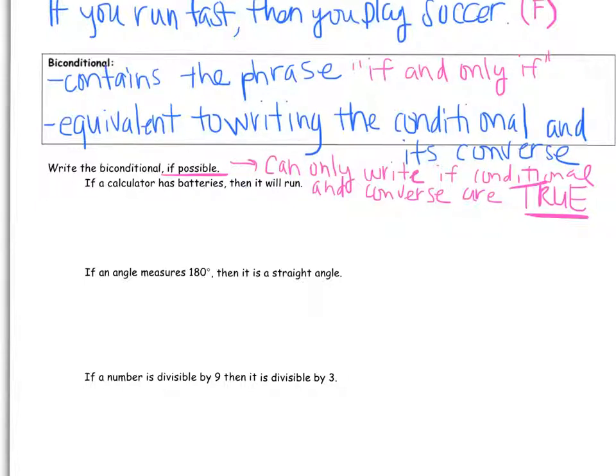So with that, if a calculator has batteries, then it will run. Is that true or false? Why is it false? The batteries could be dead. Why else? Not all calculators run on batteries. Okay. The circuit could be cut off. You may have run over it with your car. Yeah. It might have batteries in it, but if you run over your calculator with your car, it's probably not going to work.